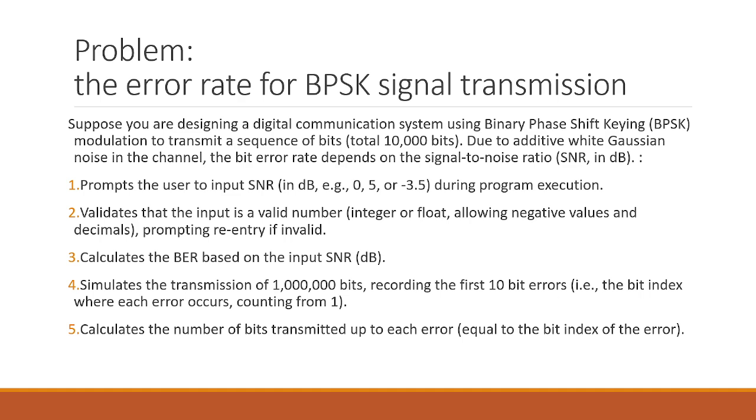It figures out how likely errors are based on your SNR, and pretends to send 1 million bits and noise, remembering the first time an error happened and which bit number went wrong. And finally, it shows your SNR, the error chance, and where each error happened.